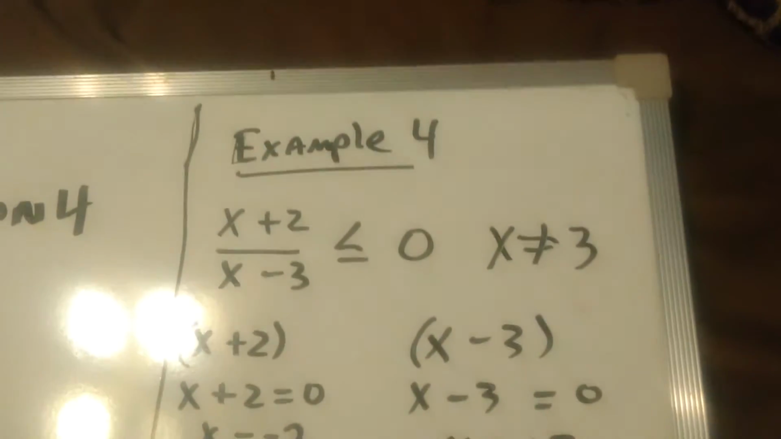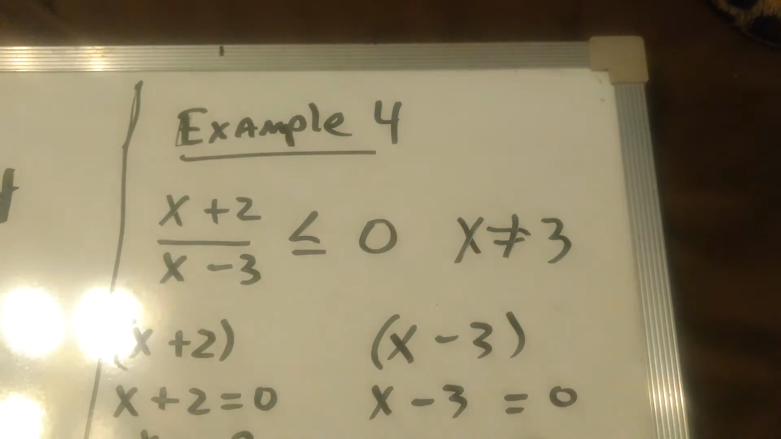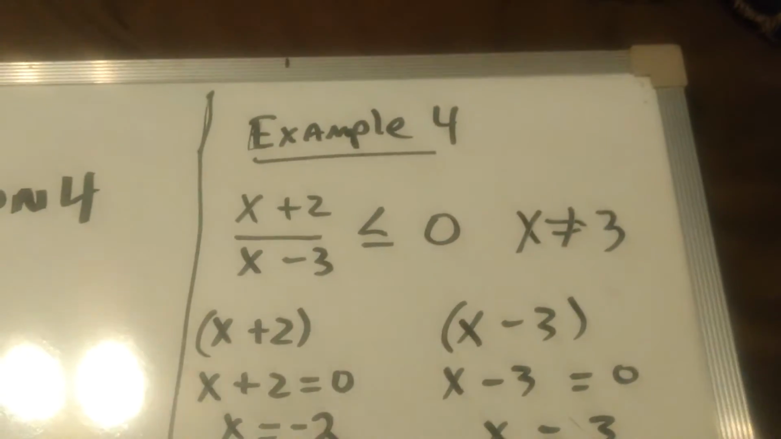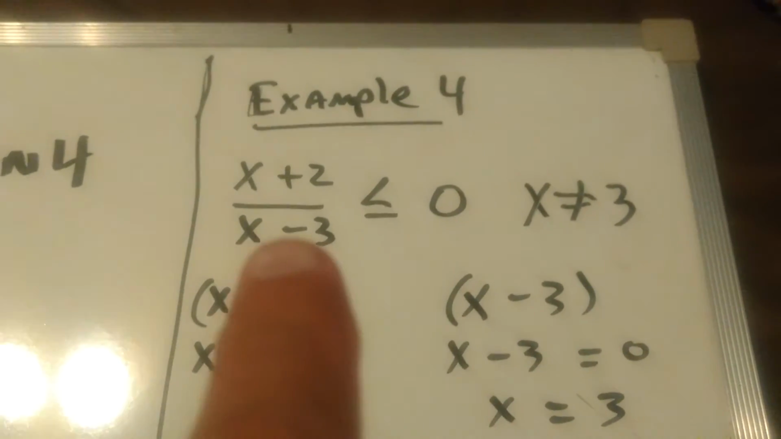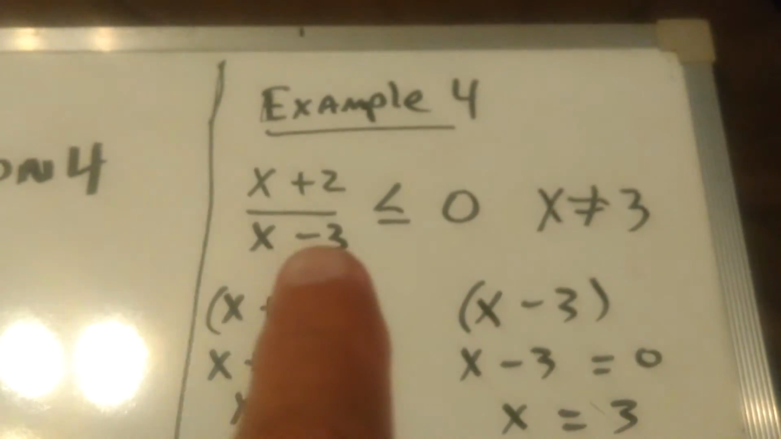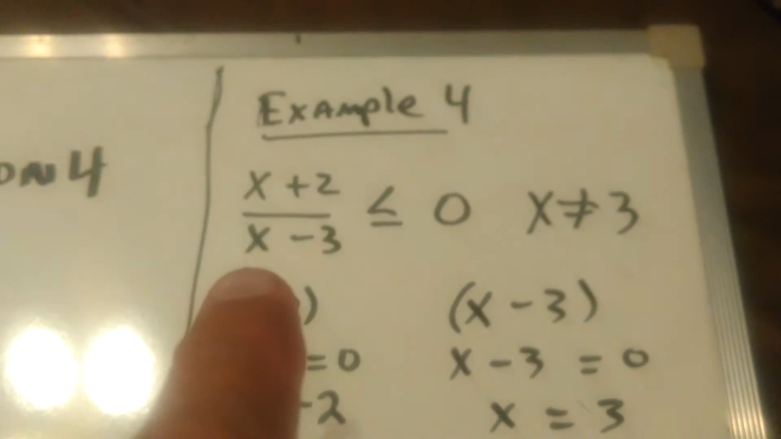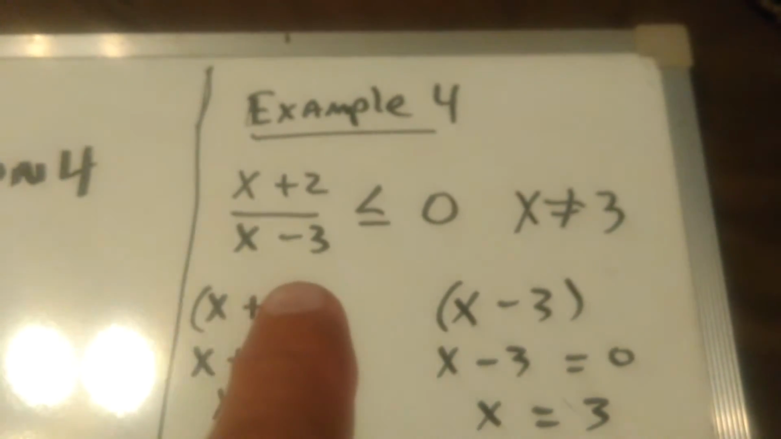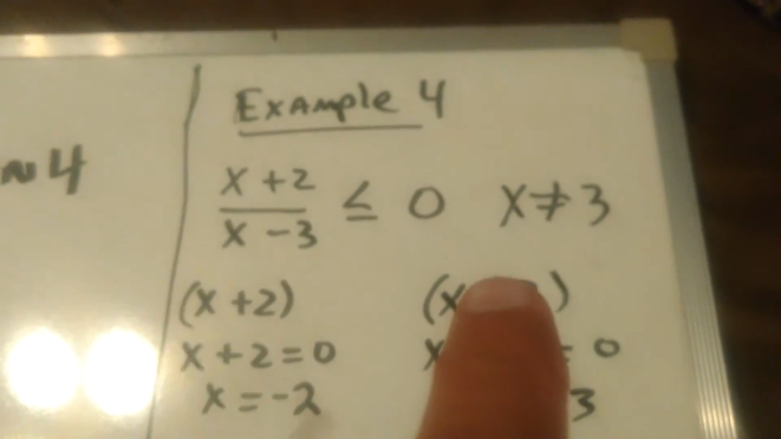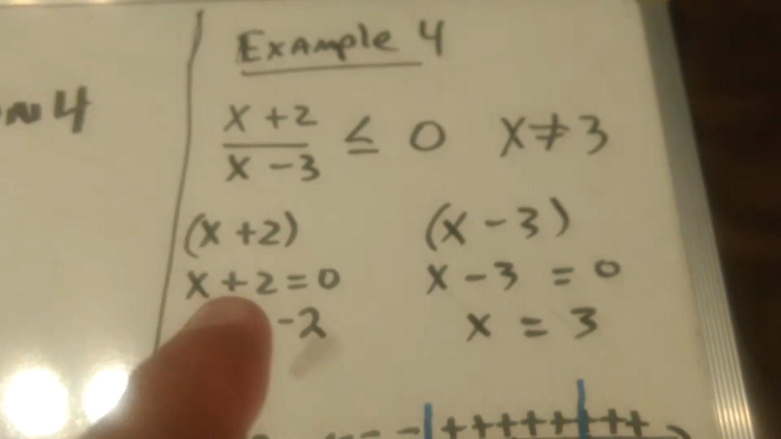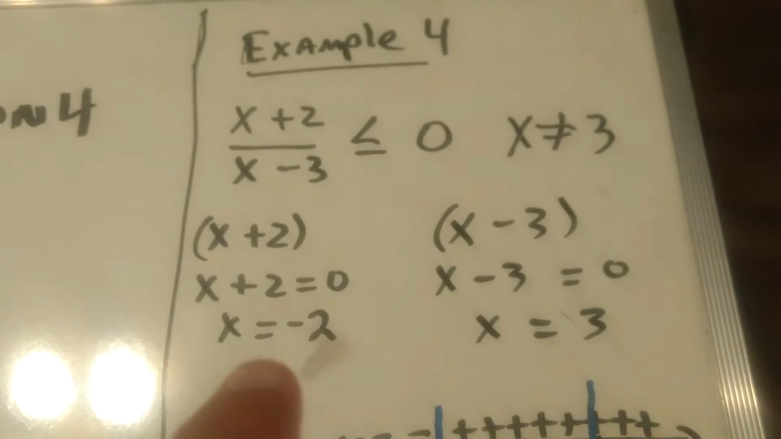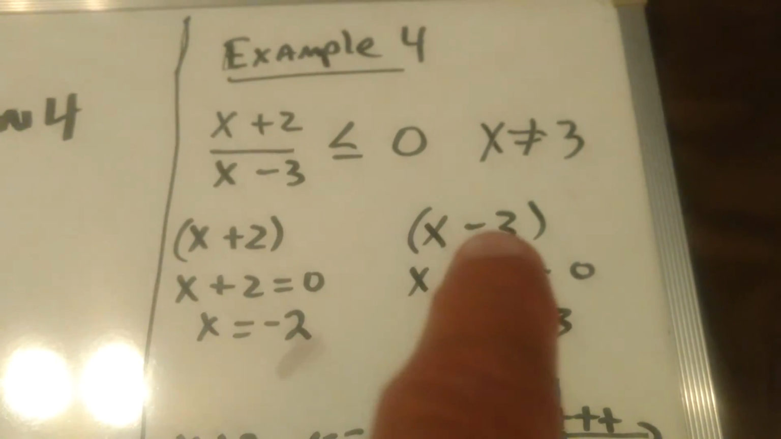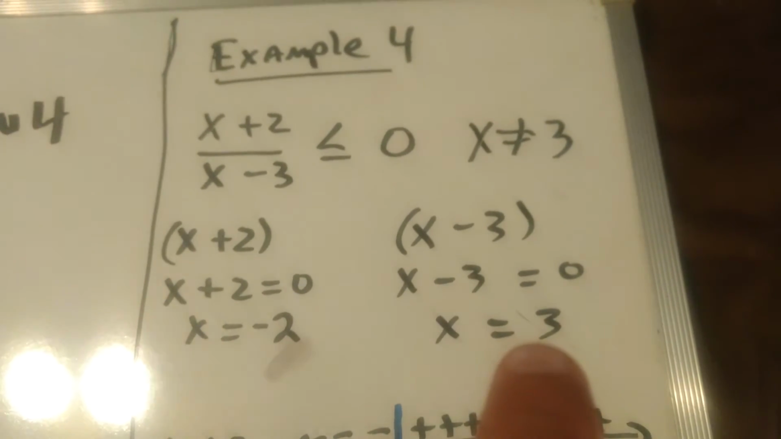Okay, then we come to example 4. And example 4 says (x plus 2) over (x minus 3) less than or equal to 0. Well, first thing we've got to notice is that x can't be 3. Because if we put 3 in for x, 3 minus 3 on the bottom gives us 0. 0 on the bottom of a fraction is undefined. So x cannot be 3. Do the same thing we did before. Pull the x plus 2 out, solve it, we get a 0 at x equals negative 2. Take the x minus 3 out, solve it, we get a 0 at x equals 3.